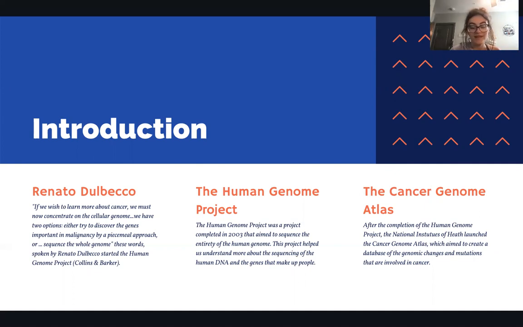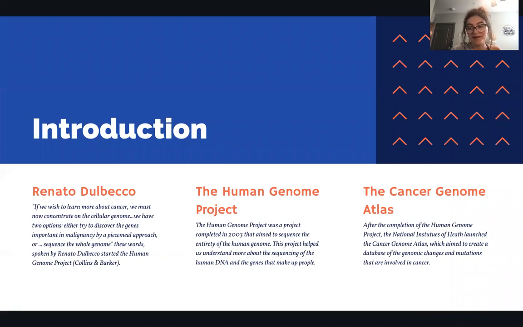So the Human Genome Project was a project that was completed in 2003. The goal of this project was to sequence the entirety of the human genome. So this is listing out all of the DNA that make up humans. And what this project aimed to do was to help us understand more about human DNA and help us gather more information about the genes that make up people.